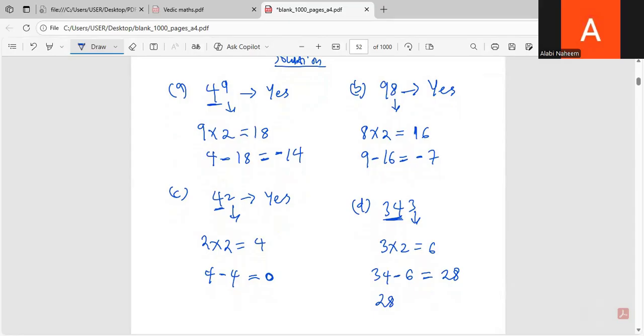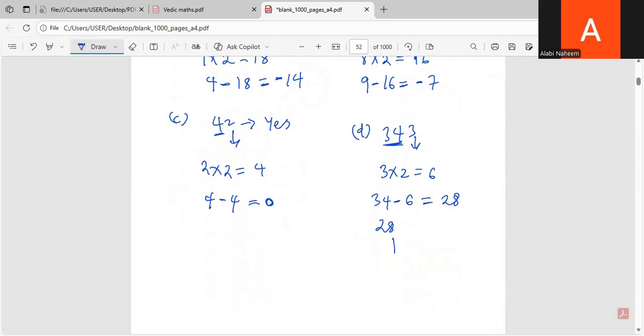28 also. What's the last number in 28? Last number is 8. Double it. 8 times 2 is 16, right? Subtract it from the truncated number. 2 minus 16, that is minus 14. Right? So this is also divisible by 7.